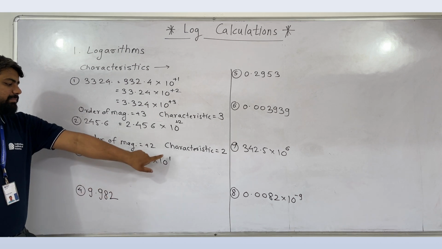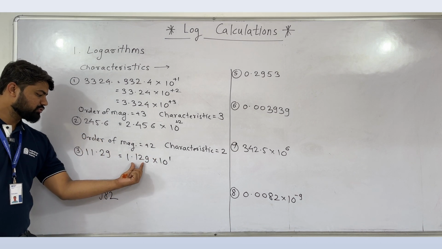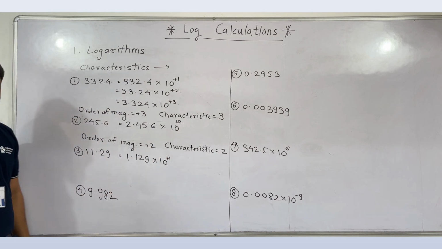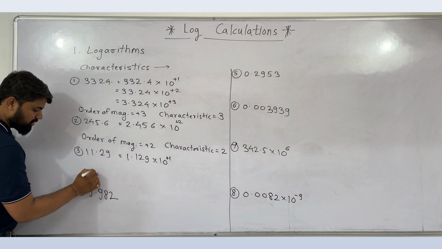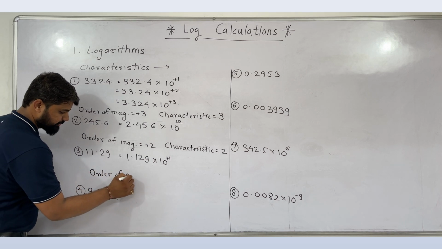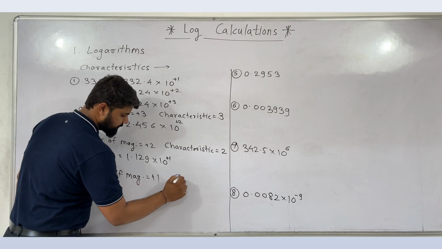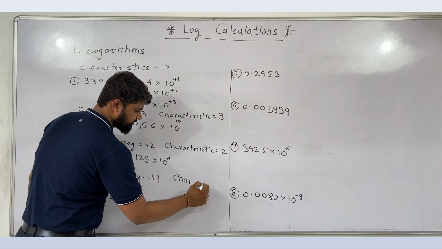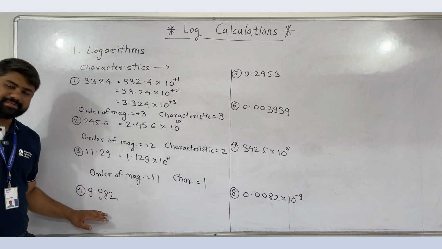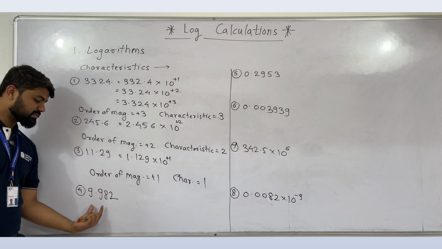And will it be plus or minus? It depends on the value. We decreased the value. So, to maintain equality, we have to increase it by plus 1. Here, let's say order of magnitude is equal to plus 1 and characteristic will be 1.